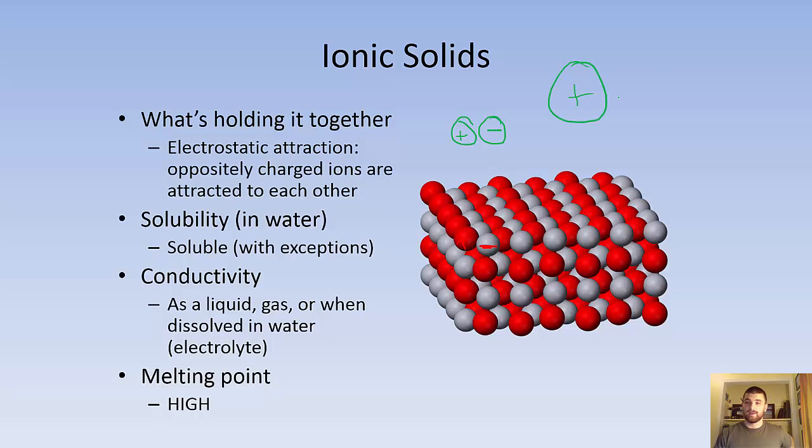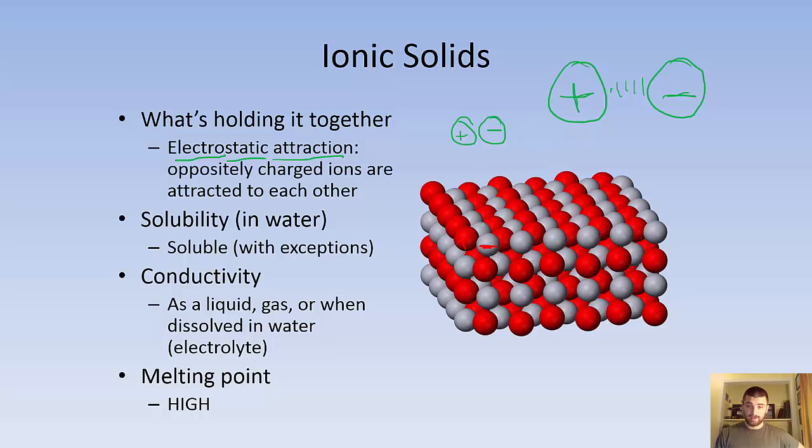And what do we know about opposite charges? We know that they attract to each other. We call this the electrostatic attraction. Electro, because it has to do with the charge. Static, because the charge isn't changing, it stays positive and the other one stays negative. And attraction, because they're attracted to each other.